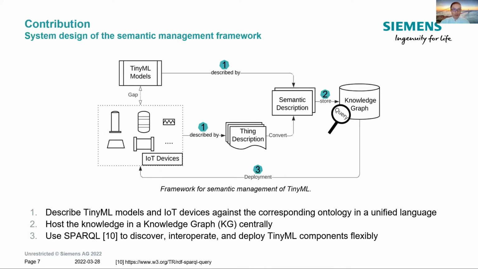And our proposed framework starts by describing ML models and embedded devices against their corresponding semantic schema. Next, we centrally store the knowledge about them in a knowledge graph or graph database. With this, we make the knowledge about our models and devices searchable and manageable like web resources. And later, the developers can use various SPARQL queries to discover and reuse different tinyML components, matchmaking devices with ML models, and eventually, this allows us to deploy ML models to devices upon the matching.